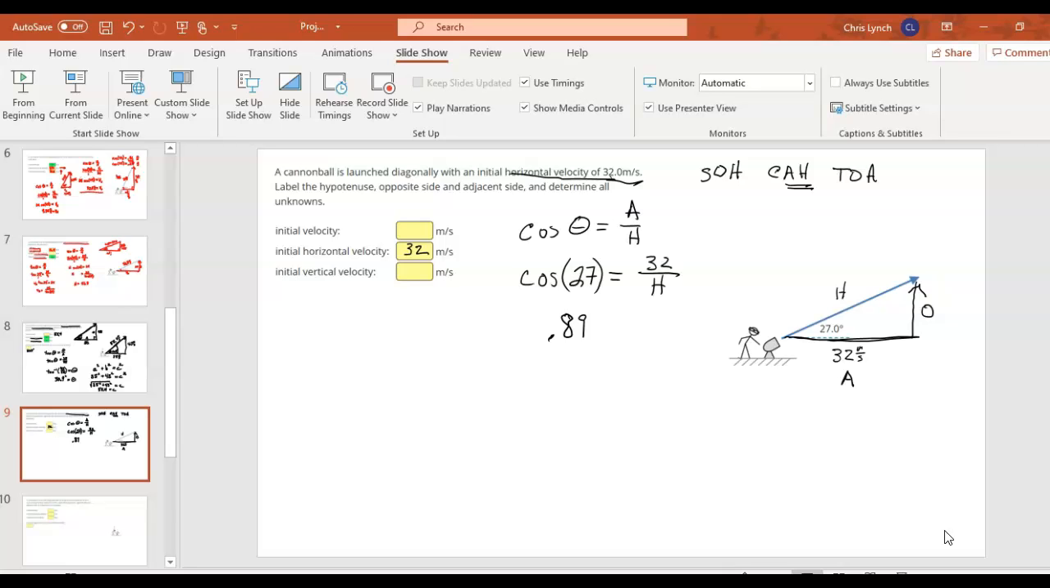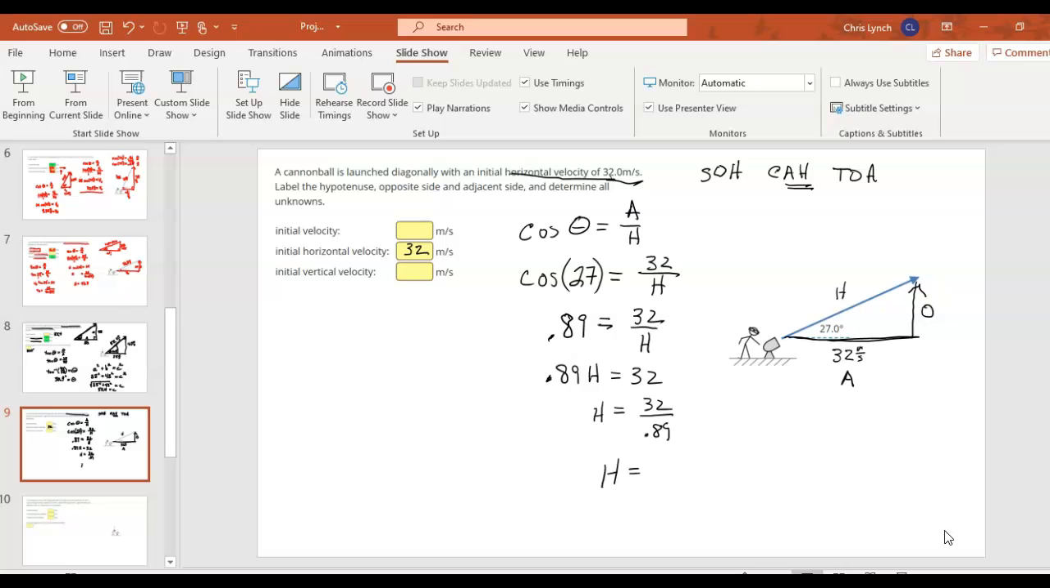But anyway, we have our simple problem here. Now we just cross multiply. 0.89h equals 32. Divide both sides by 0.89.